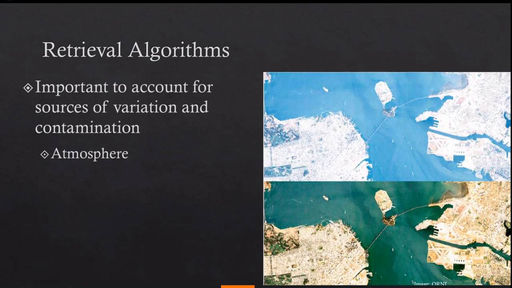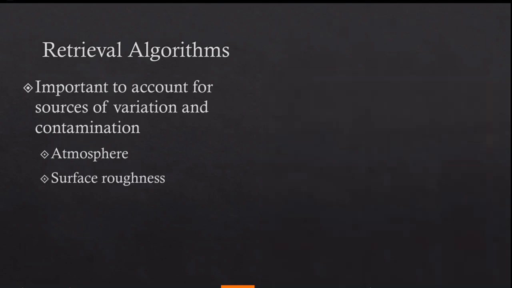So the top part in this image is again a non-corrected image, and the bottom one has been corrected for the atmospheric interference. Surface roughness, or the topography of the ground, also determines how much of the signal is reflected back to the sensor. So we will have to account for that.